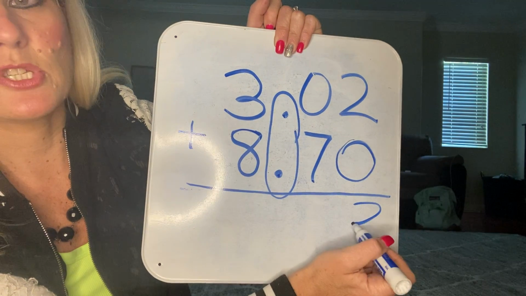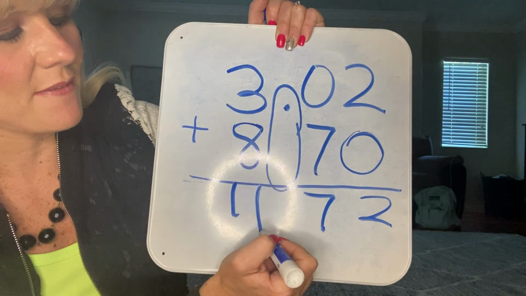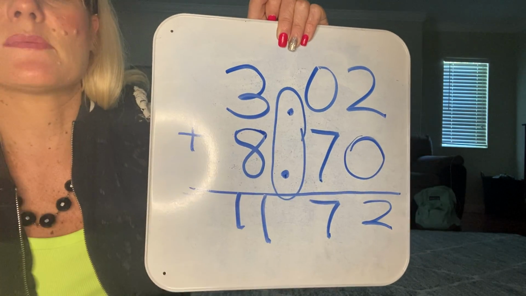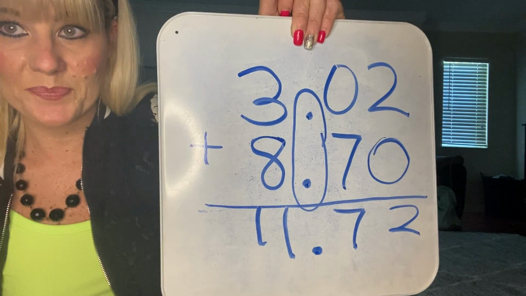2 plus 0 is 2, 7 plus 0 is 7, and 3 plus 8 is 11. This next thing you have to remember is to bring down the decimal point. Bring down the decimal point anytime you're adding or subtracting, okay? All right, remember to line up the decimal point.